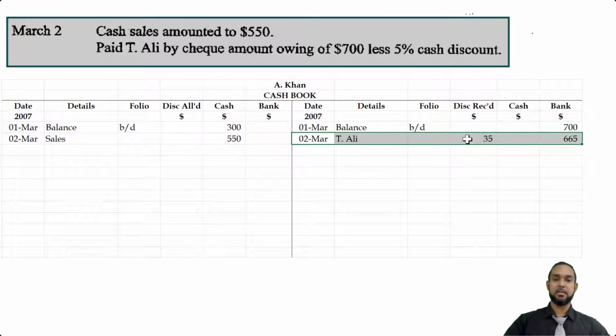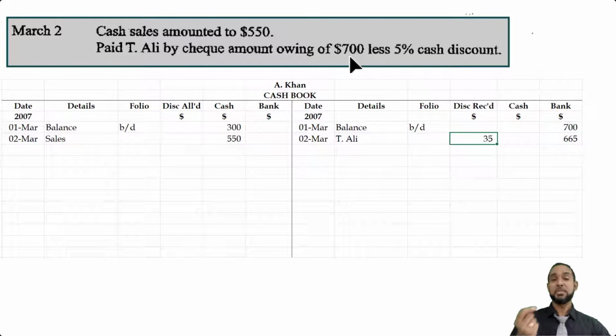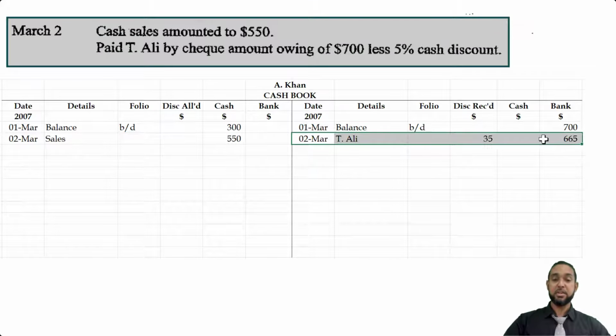How did I get that? If we go back to the information, it says 700 less 5% cash discount. If you find 5% of 700, you'll find $35. And discounts are subtracted from the gross amount. So when you subtract 35 from 700, that's how we get 665, which is the amount actually paid to T. Ali by us.